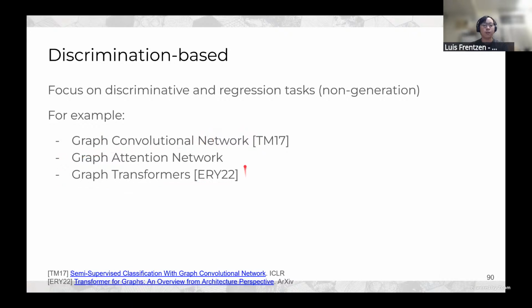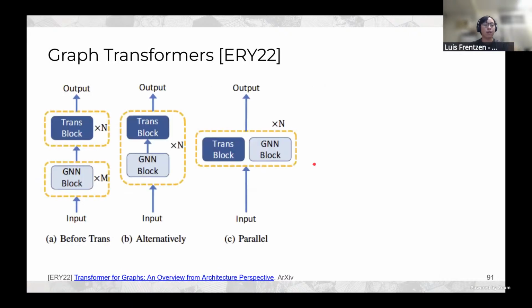And then also graph transformers, when you are combining GNN with transformers, and there are actually many ways you can do it. For example, this is from the paper on transformers for graphs, and they present many ways to do it. You could have your input go through the GNN first and then the transformers, or you can do it alternately: first GNN, then a transformers block, and so on. So one layer consists of a GNN and a transformers block.